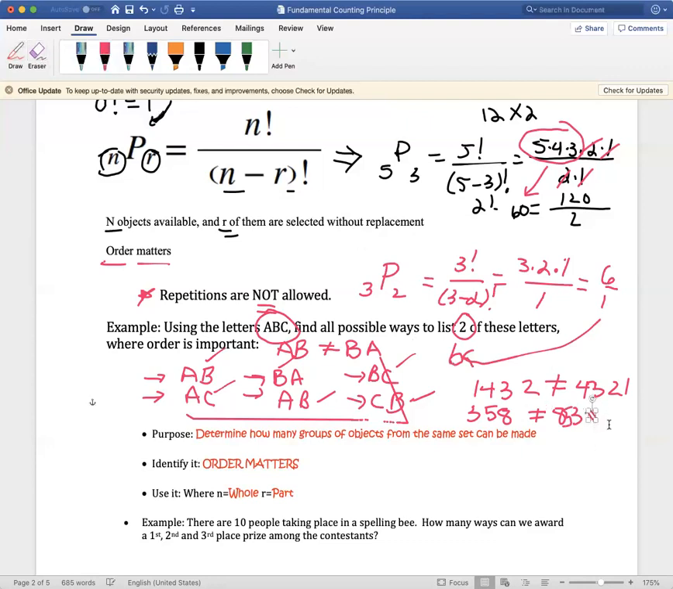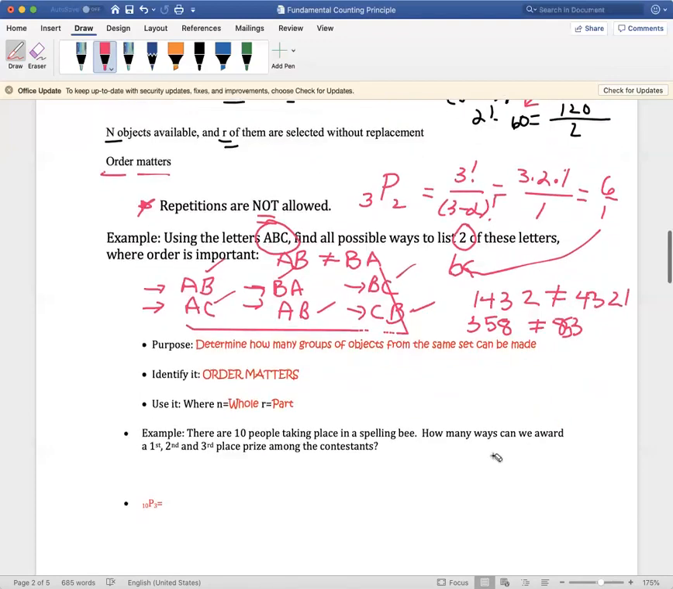So again, we're at that case where order is important. So when we say where order is important, that means order matters. So BA and AB are 2 different things. 1432 and 4321 are 2 different things.